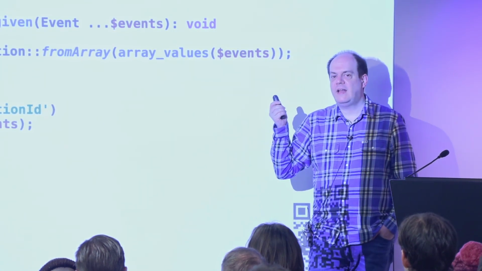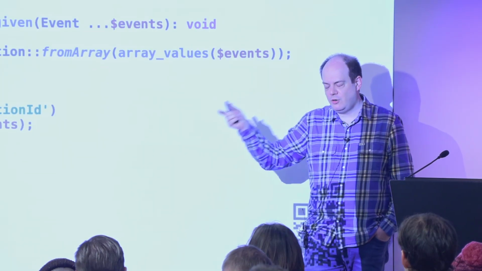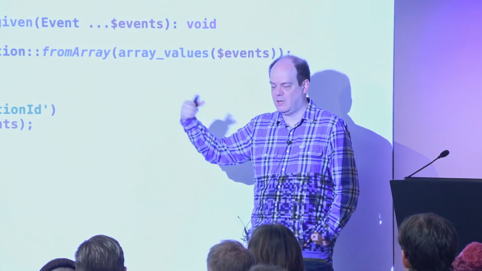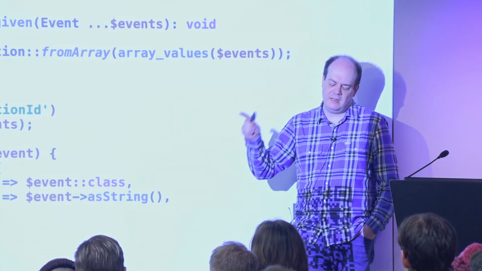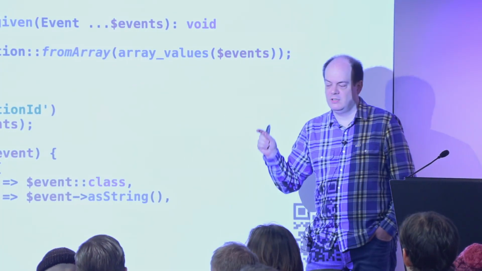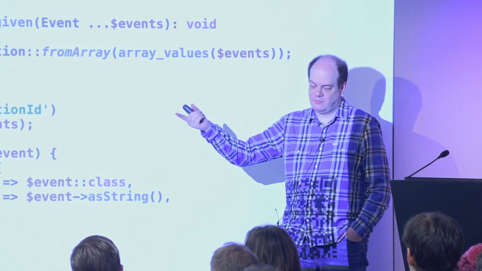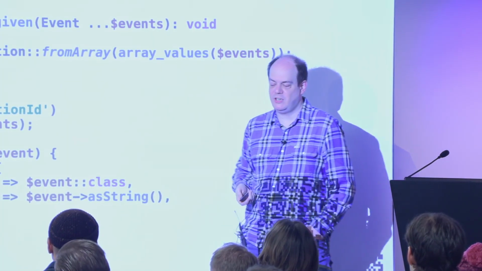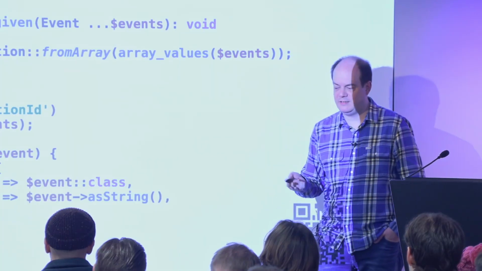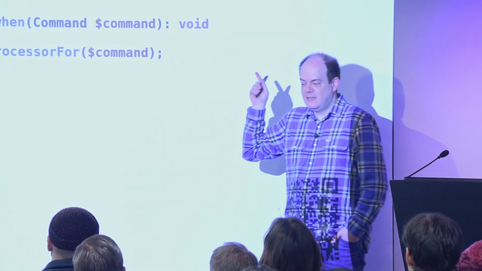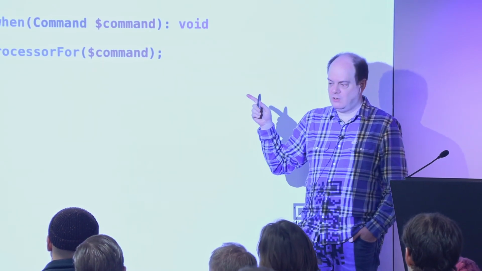And we configure that to return, hard-coded, the list of events that was passed to given. In addition to that, we record the events, including this class and the string representation of that event and things like that. Why we do that, you will see in a moment. Very similar for when.